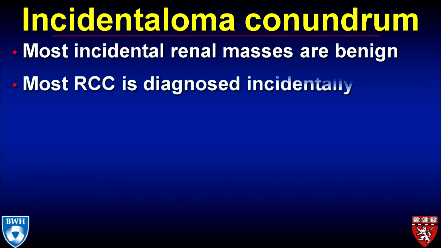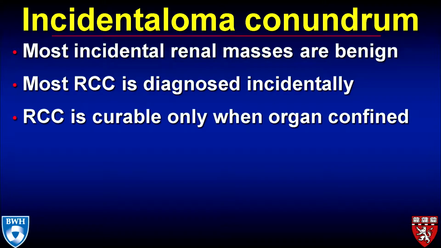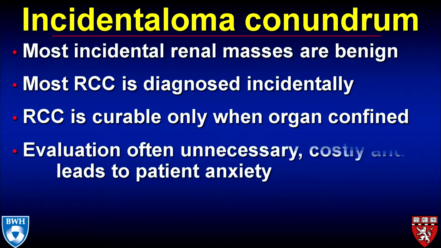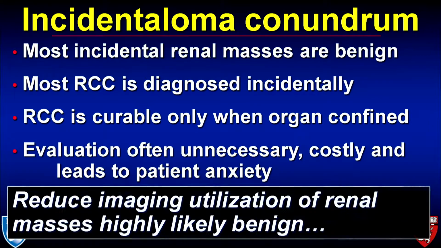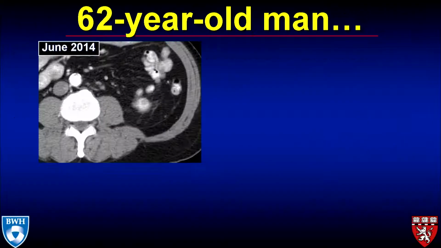So the problem begins with this so-called incidentaloma conundrum, where we see these all the time and they're almost always benign, but unfortunately, renal cell carcinoma is diagnosed incidentally now, most commonly, and it's curable only when organ confined. So this drive to find cancer at an early stage is driving the evaluation of these renal lesions that are often unnecessary, costly, and cause a lot of anxiety. So first and foremost, when we encounter a lesion that's highly likely benign, we have to reduce imaging utilization.